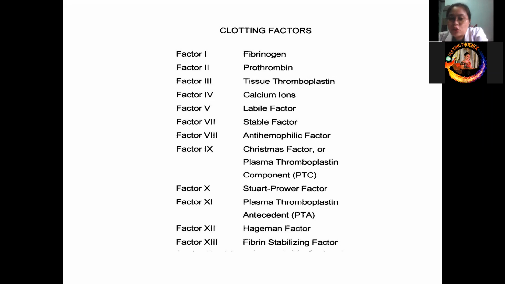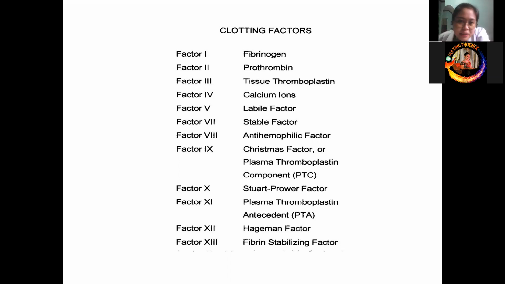Once this factor is activated, the next one to be activated is factor 11, which is called the plasma thromboplastin antecedent. And then after the 11, it's not the 10, right? It's factor number 9. So I'm talking about the intrinsic pathway. Factor number 9 is called your Christmas factor or the plasma thromboplastin component.